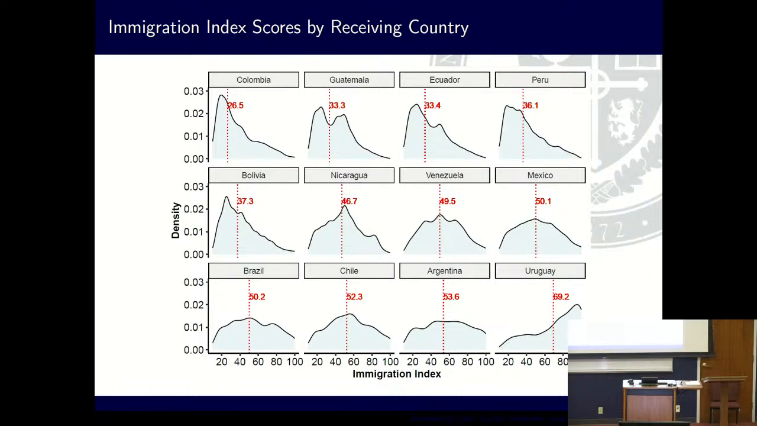Radek, your hand was up for a while. So this is basically a cross-section of countries and then a cross-section of individuals within each country. Yeah, it's a multi-level model, yeah.